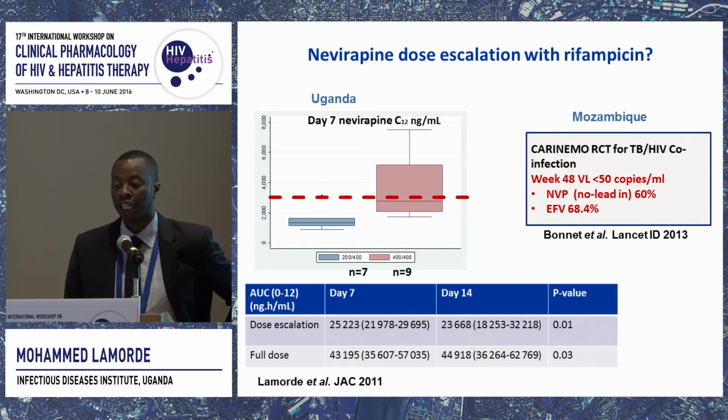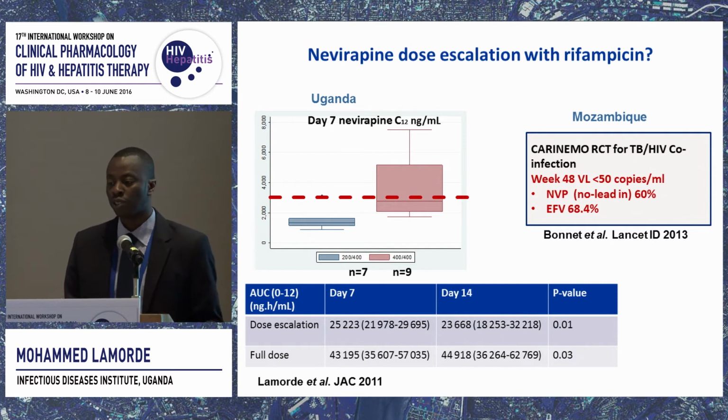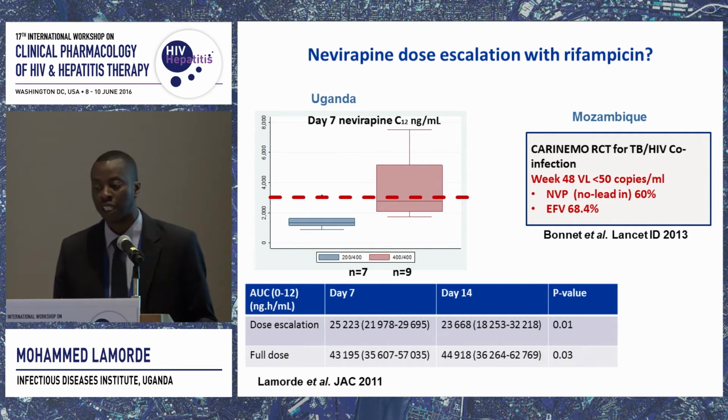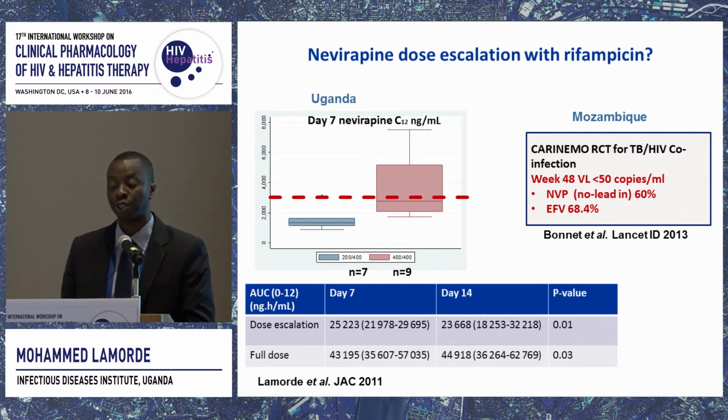However, this study, I think, was quite useful because it helped to explain one of the trials that was subsequently conducted, a large RCT called the Carinemo trial in Mozambique, where nevirapine was initiated without a lead-in. I think the total number of patients in that trial was about 600. They were able to show that efavirenz had a virologic suppression of about 68.4%, and nevirapine without a lead-in had a suppression of about 60%. So while nevirapine is not non-inferior to efavirenz, this would be a valid option to consider when you don't have options.